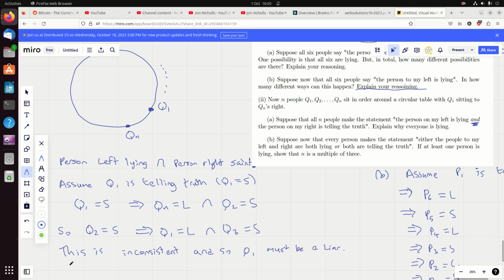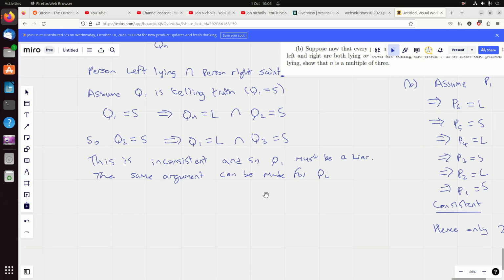The same argument can be made for every single person, regardless of where people sit, because we could have just relabeled them. Hence, they must all be liars.